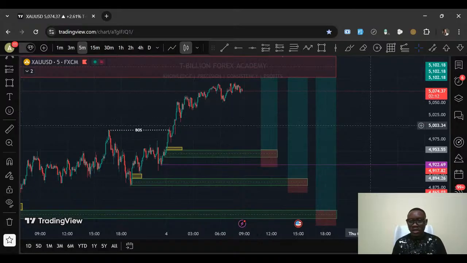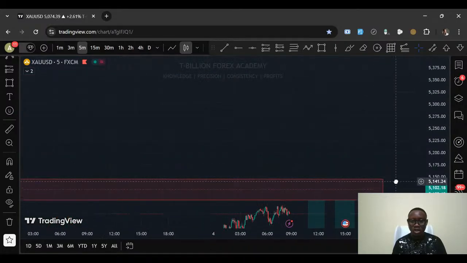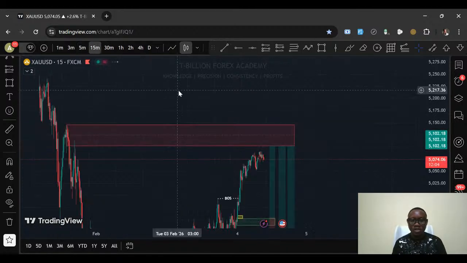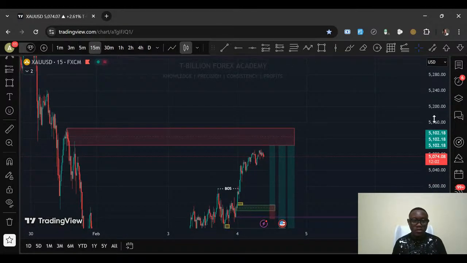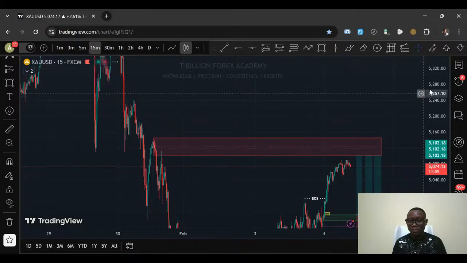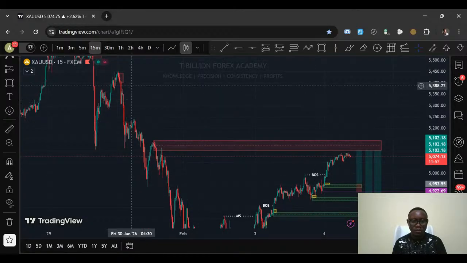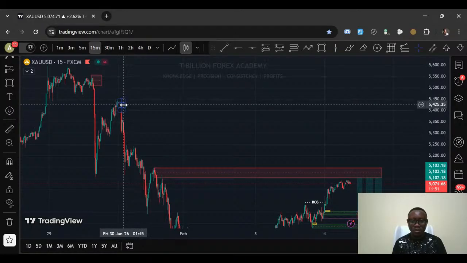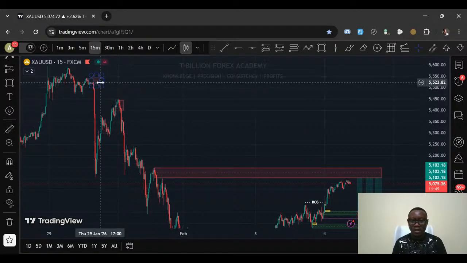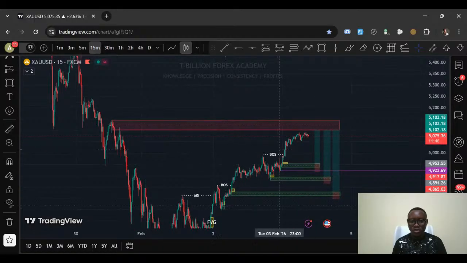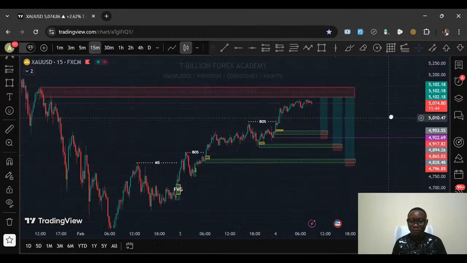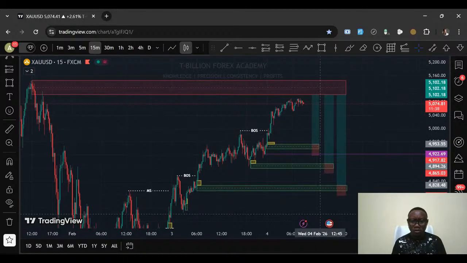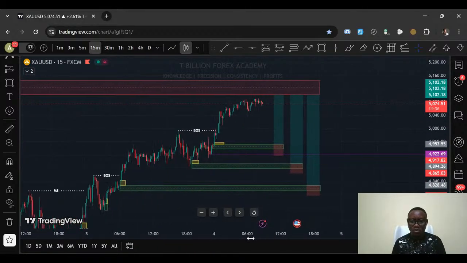And that is why I'll pay attention through the week to the supply order block zone we marked above, for potential significant retracements. We're expecting a significant pullback here and here. But for now, let's just focus on this zone for today. So this is our 5 minute outlook on gold for today.